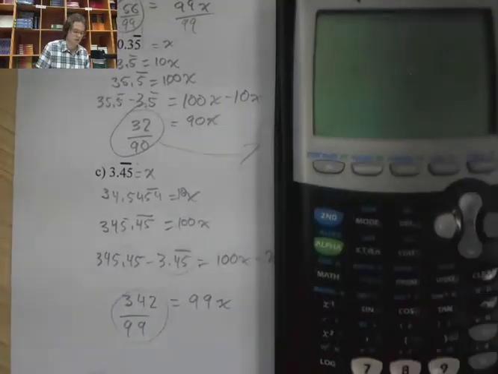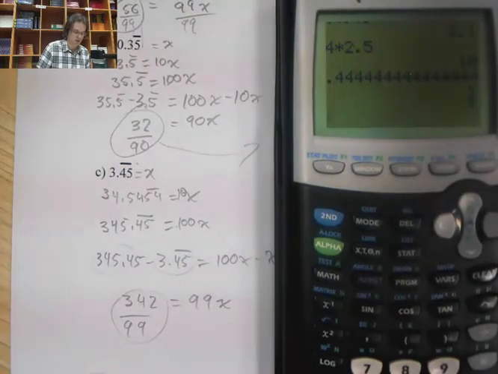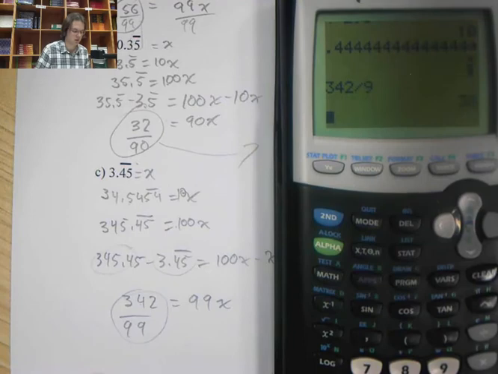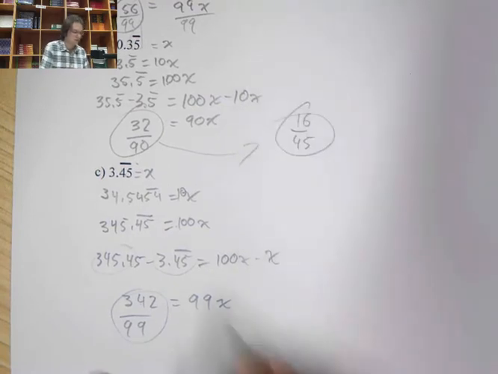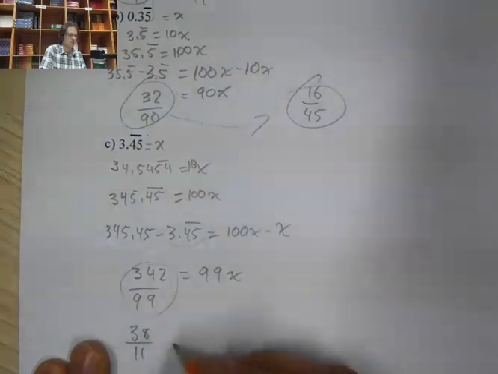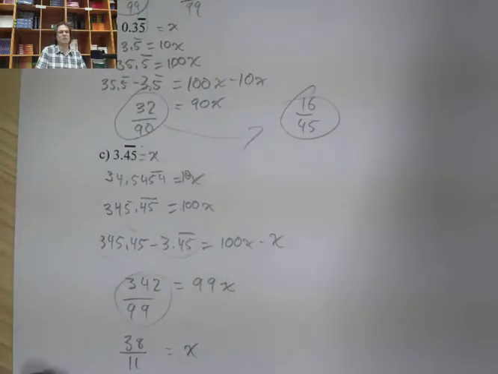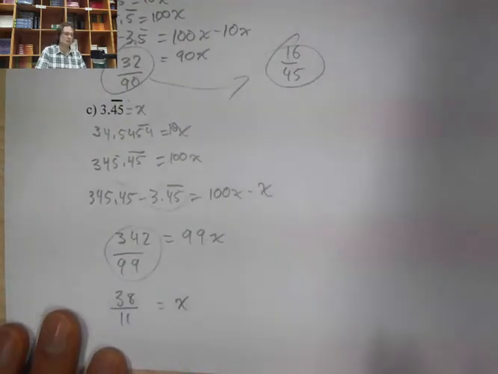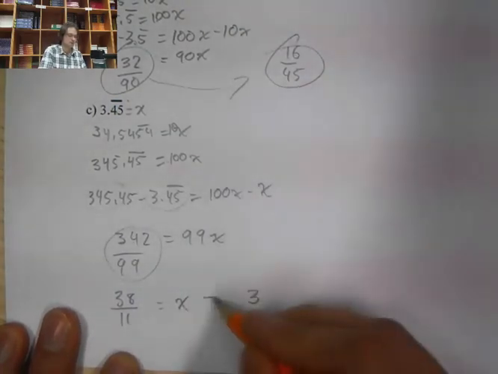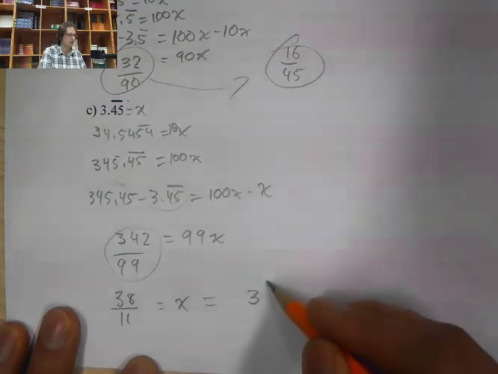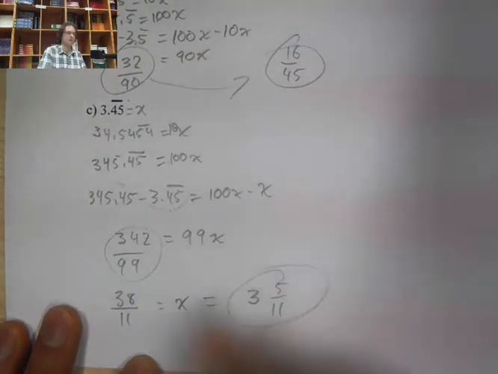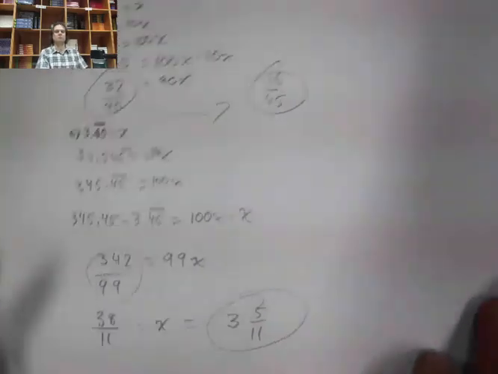So let's take a look at this. We know 342 can be divided by 9. Using divisibility rules, I get 38 over 11, which is equal to x. And if I want to put this in mixed fraction, I can still do that. So I'm going to get 3 and 5 over 11 as my answer. And there we go. Okay?